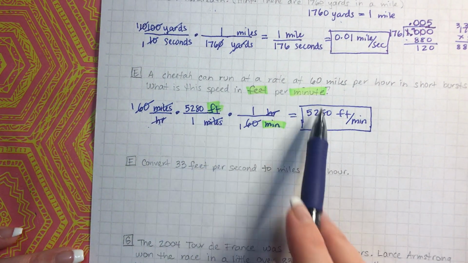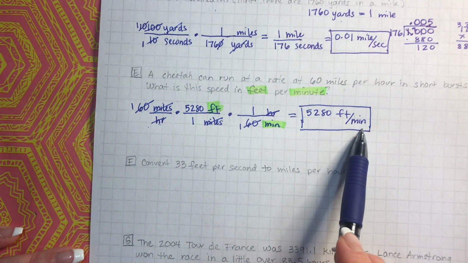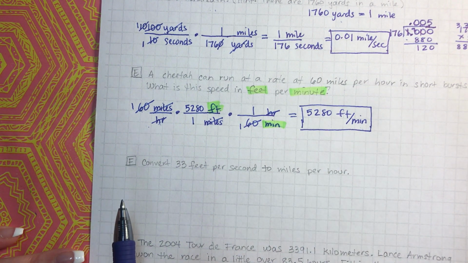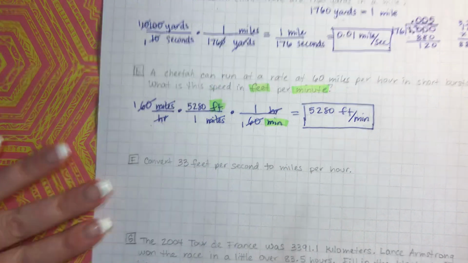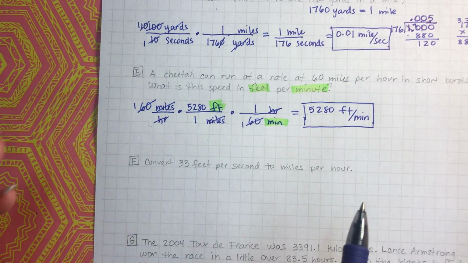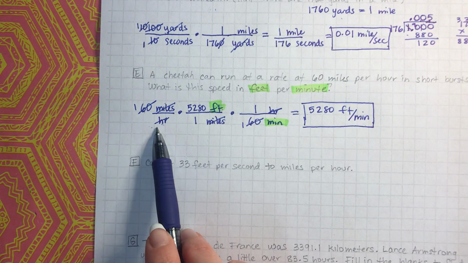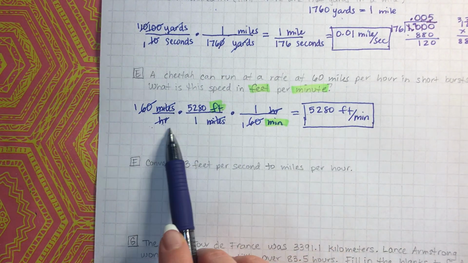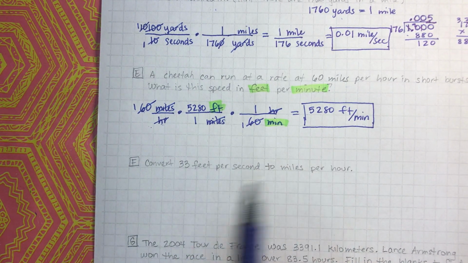That's crazy. Okay, so that's feet per minute. 5,280 feet in a minute. That's how fast a cheetah can run in short bursts. Wow. Okay. So if you got that one right, awesome job. There was already a 1 on the bottom, so we didn't need to do anything extra, so that worked out really, really super nice. Okay, let's do the next one.